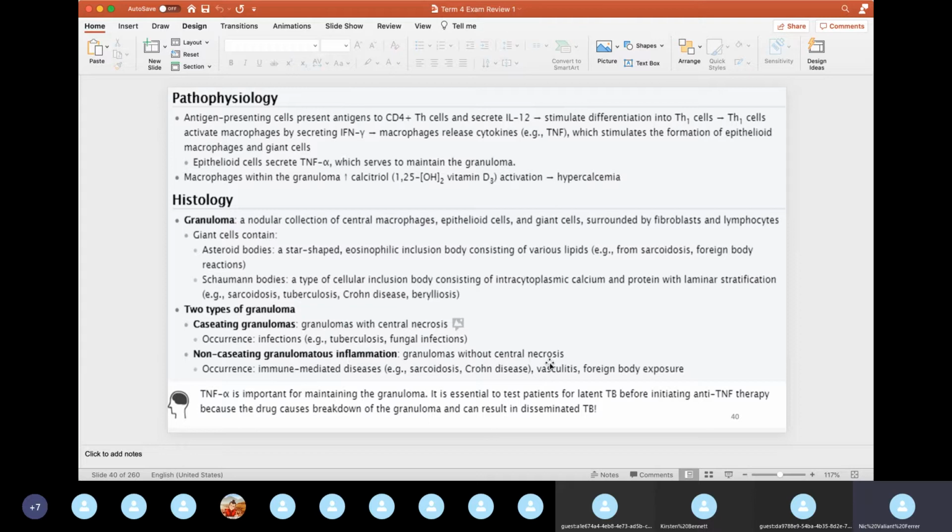Know the pathophysiology of granuloma formation. What can we see in histology? Two types of granuloma: caseating granuloma, think C, central necrosis; non-caseating granuloma, think no central necrosis. Learn the diseases associated with each: caseating TB, fungal infection; non-caseating sarcoidosis, Crohn's disease. The pathology will be discussed in your next module.